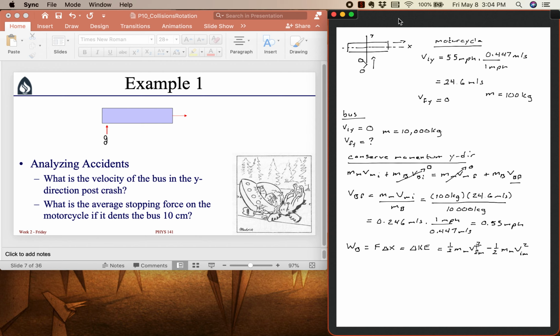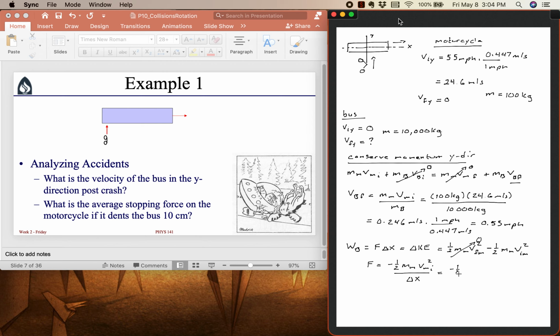Now we know that the motorcycle comes to rest, so the final velocity of the motorcycle is 0, therefore the final kinetic energy is 0. And so we can solve for the force. So we just have to take delta x, the displacement, and divide both sides of the equation by delta x, and we get that the force is equal to minus 1/2 mass of the motorcycle, velocity of the motorcycle initial squared, divided by the change in the displacement of the motorcycle while it's in contact with the bus.